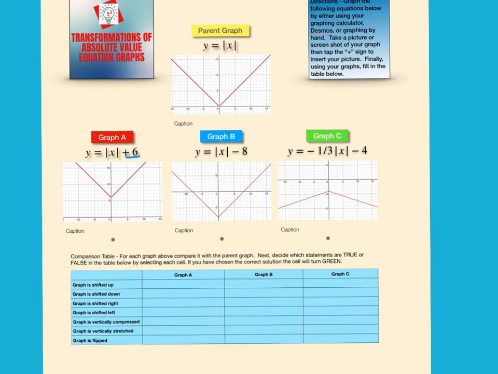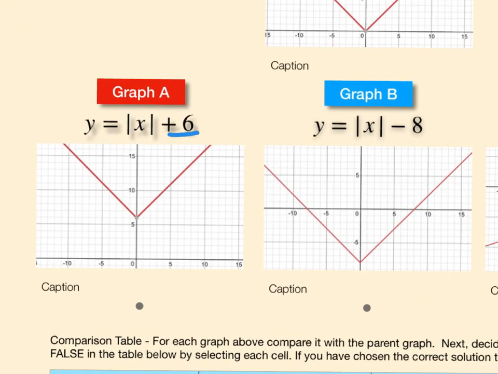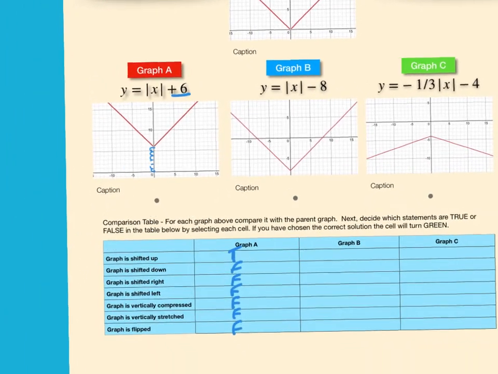Did it shift up? Yes, it did. What about down? No. Right? No. Left? No. Compress? No. Stretch? No. Flip? No. Just made it move up. How many units did we move up? Okay, let's find out. Count from here. 1, 2, 3, 4, 5, 6. So we moved up 6 units.